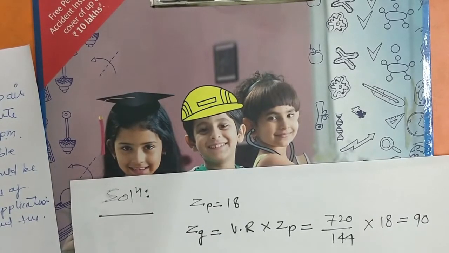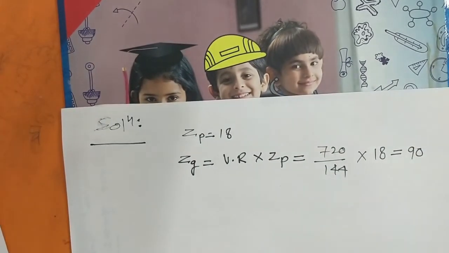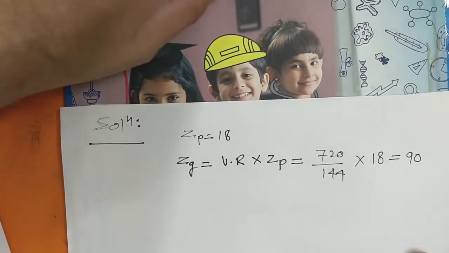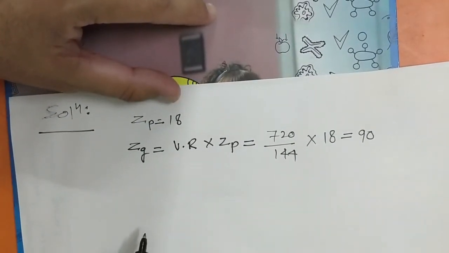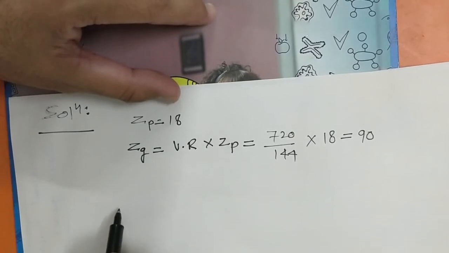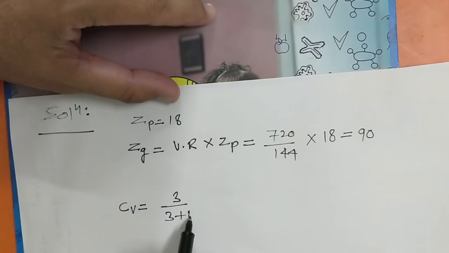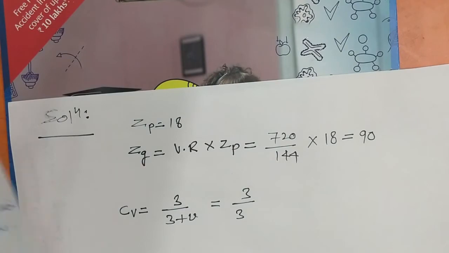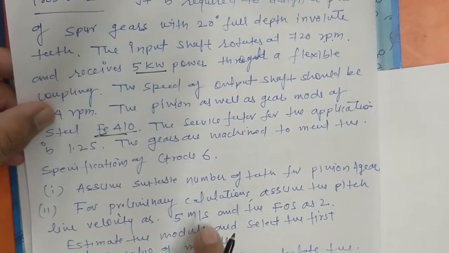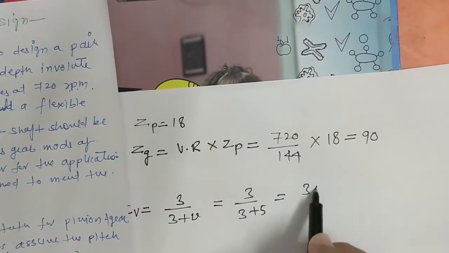Now we need to find out the module. Before calculating the module we need to find out some parameters. First of all we need to find out the velocity factor CV. For this particular speed, CV can be given as 3 over 3 plus V. So 3 over 3 plus, and velocity is given as 5 meter per second, so plus 5. So this becomes 3 divided by 8.